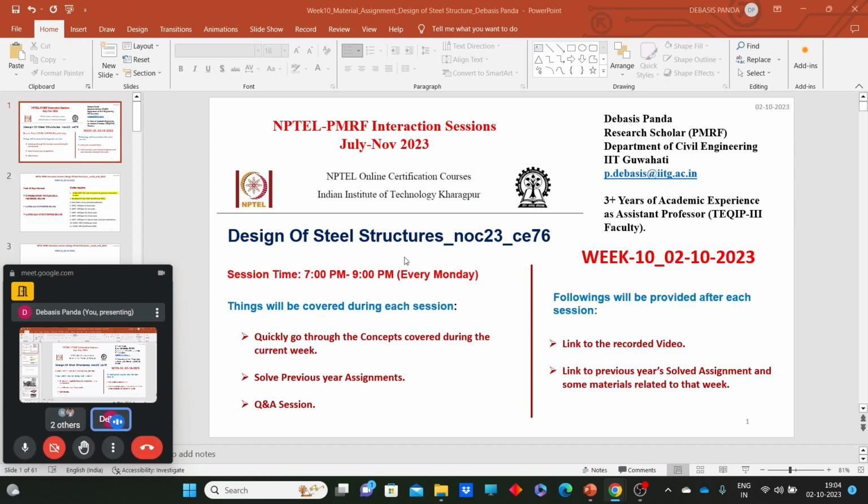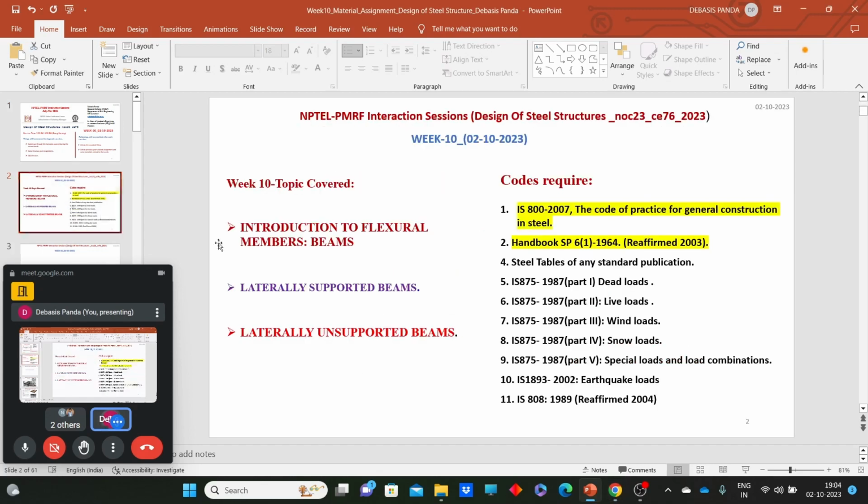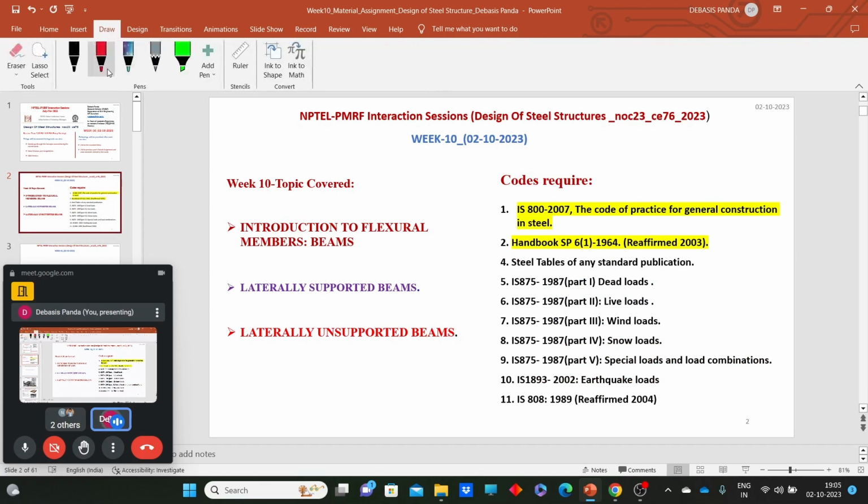Okay. Thank you. So today is the 10th interaction session on NPTEL PMRF of design of steel structure. Today, first we will discuss the flexural members, more specifically beams, where we will discuss different kinds of beams, their modes of failure, and different IS specifications for designing them.